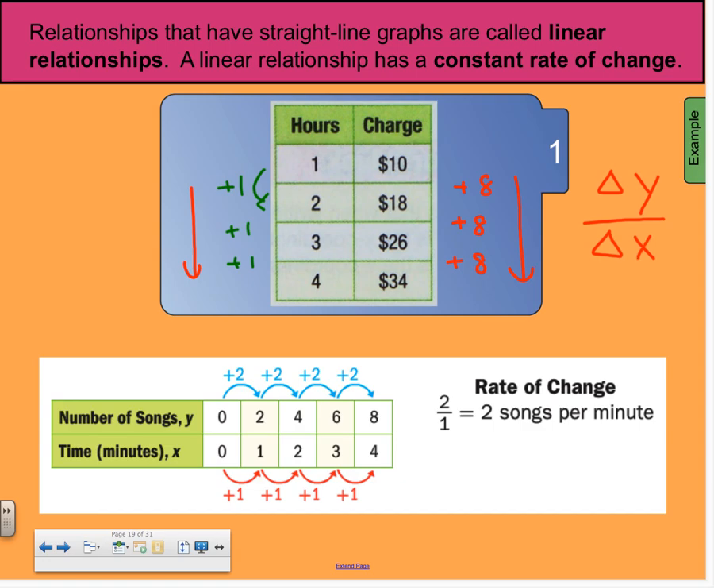Well, the change in y, we're going to call the charge y, because the charge depends on how many hours. So hours is independent, so that's going to be our x variable, and when we graph it, it would go on the x-axis. The charge is dependent, so it's going to be the y variable, and it would go on the y-axis when we graphed it. And I want the change in y over the change in x. The change in y was plus 8 each time. The change in x was plus 1 each time, so I have 8 over 1, or 8. My constant rate of change is 8.